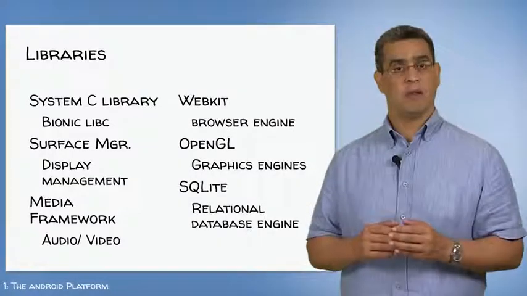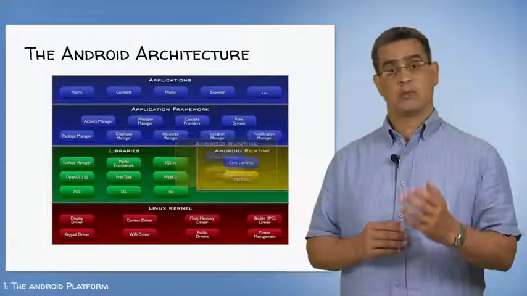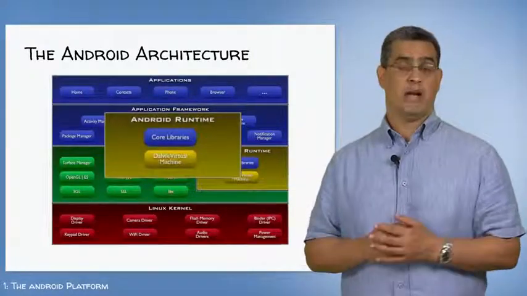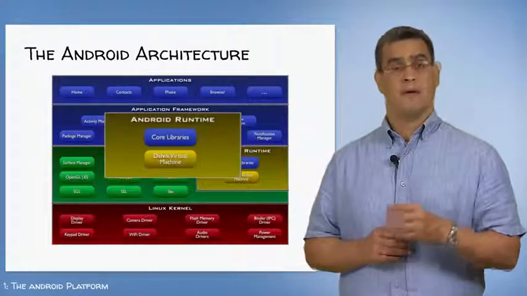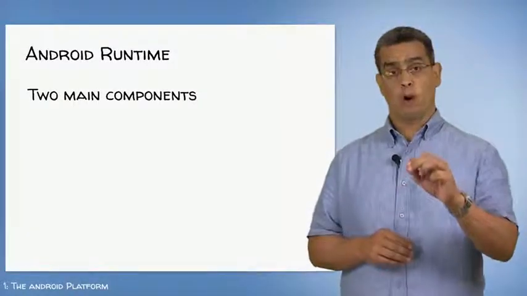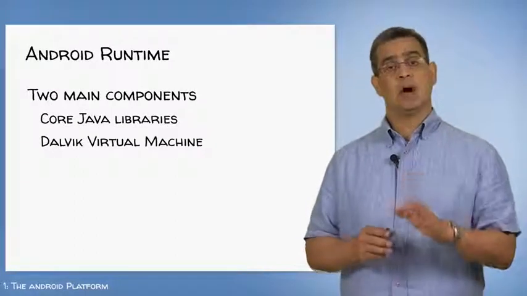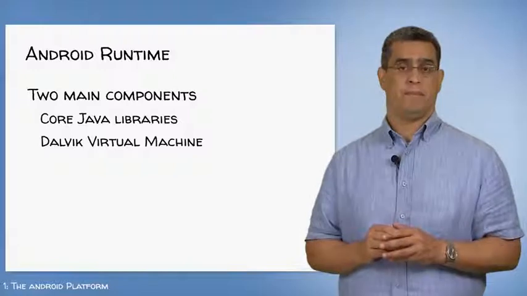In addition to the system libraries, this layer also includes the Android runtime, which supports writing and running Android applications. And there are two components in the Android runtime that we'll talk about today, the core Java libraries and the Dalvik virtual machine. Let's talk about each of those one at a time.